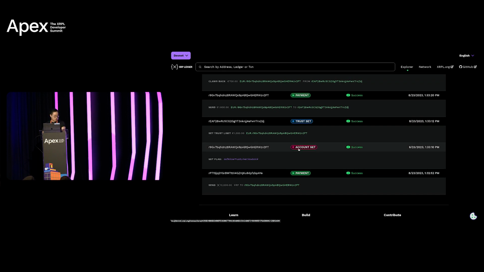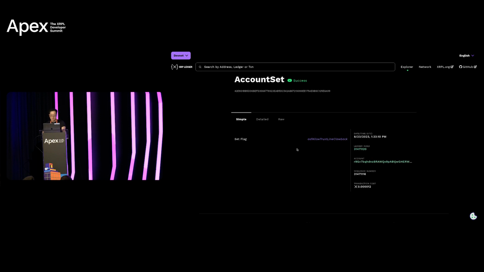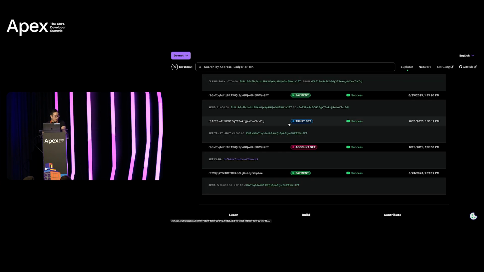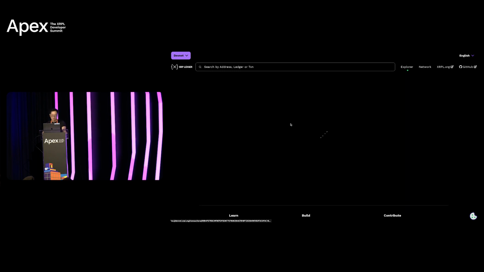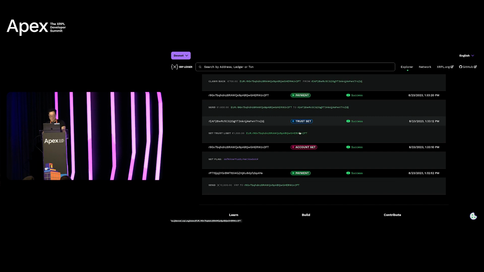The second transaction here enables the clawback on this issuer account. And the third transaction is the TrustSet transaction. It's having some trouble loading, but that's okay. It's something that's sent from the holder's account, and we can still see it because it's related to the issuer.